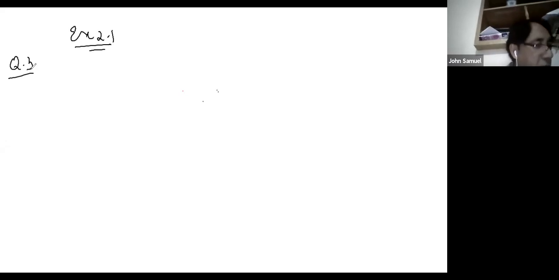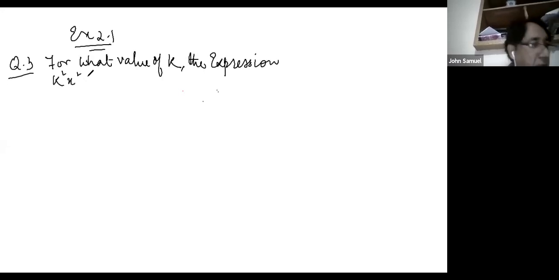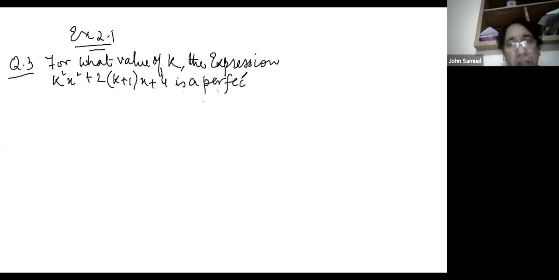This question is, my dear students, for what value of k, listen carefully, for what value of k, the algebraic expression which is given, k square x square plus 2(k plus 1)x plus 4, is a perfect square. Please keep your attention toward my side. Okay.